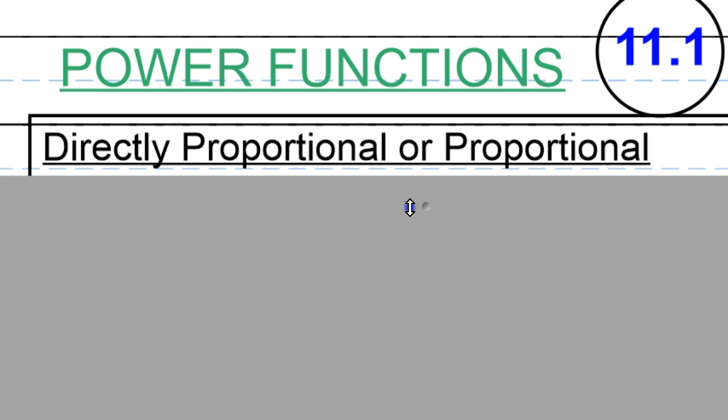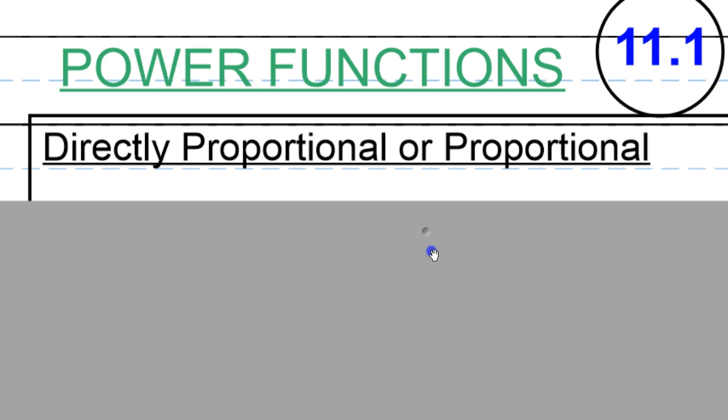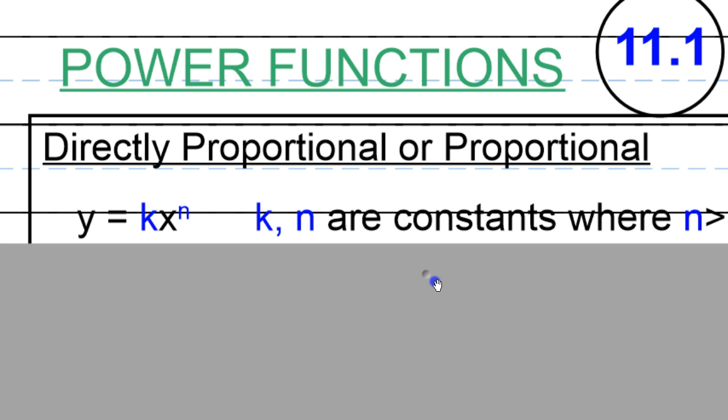The most popular and easiest relationship between two quantities is directly proportional, or proportional. You are familiar with them from linear functions, because every linear function starts off with a directly proportional relationship, or the parent function, and the relationship looks like this.